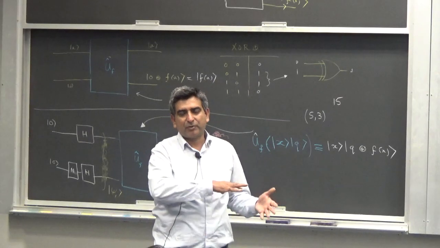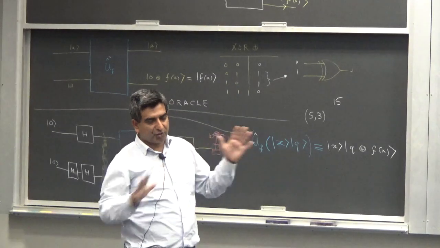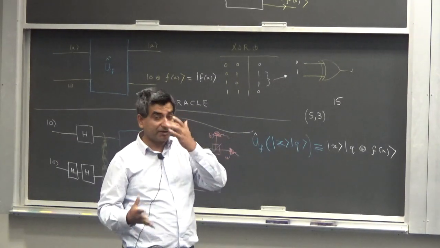But now the query complexity that is achieved quantum mechanically is just 1. So in one shot you can tell whether the function is constant or balanced.